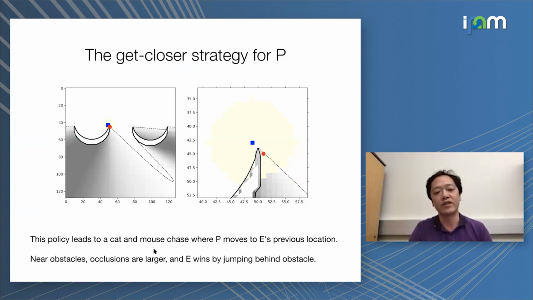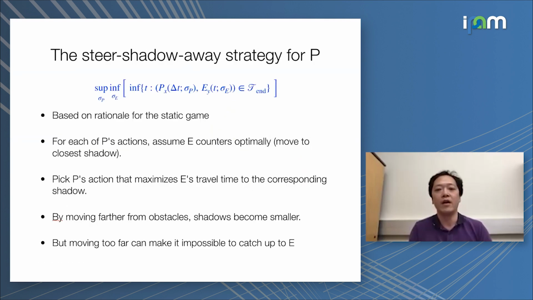So the policy leads to a cat and mouse chase, where P moves to E's previous location, and near obstacles, the occlusions are larger. So E wins by jumping behind the obstacles when the opportunity pops up. The second type of strategy is motivated by the static game, and we call it the steer-the-shadow-away strategy. In some sense, we move the pursuer to a location where the shadow line of the endgame set is as far away from the evader as possible.